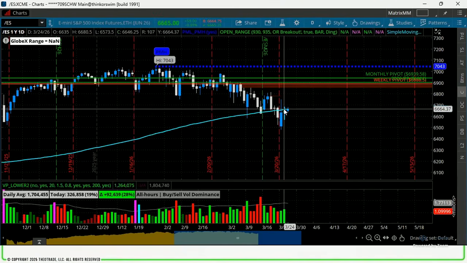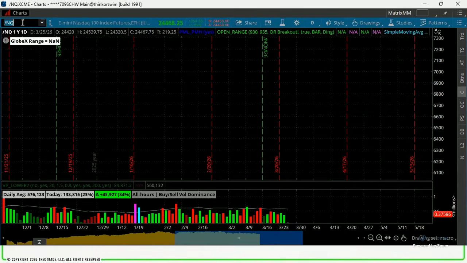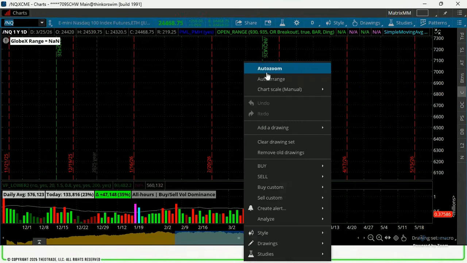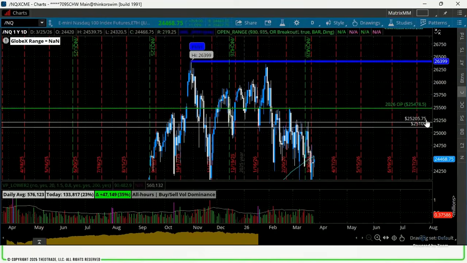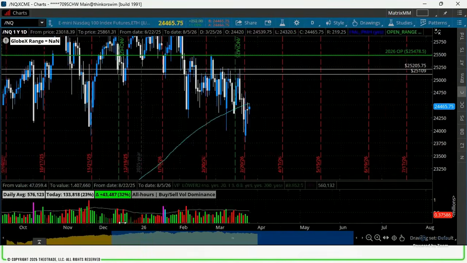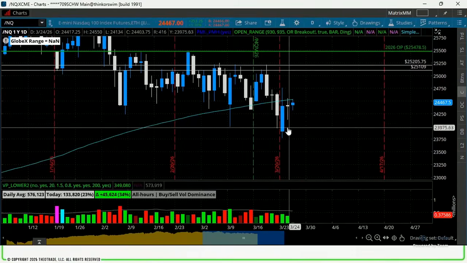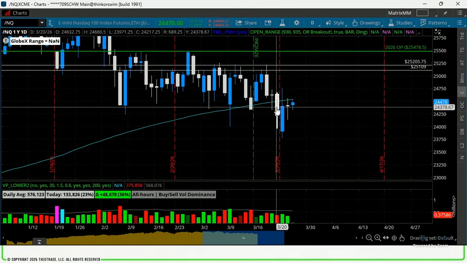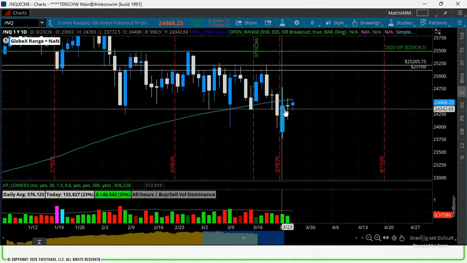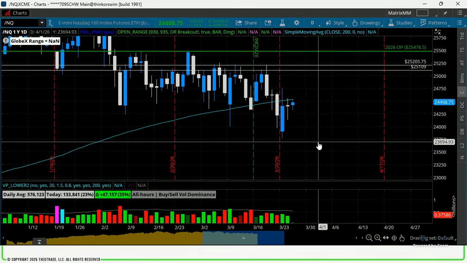But this is where it is right now on ES. So another key level to look at on our chart. This is where we are on NQ. We are decidedly below this. We have 3 closes working on a 4th close below this 200-day here.